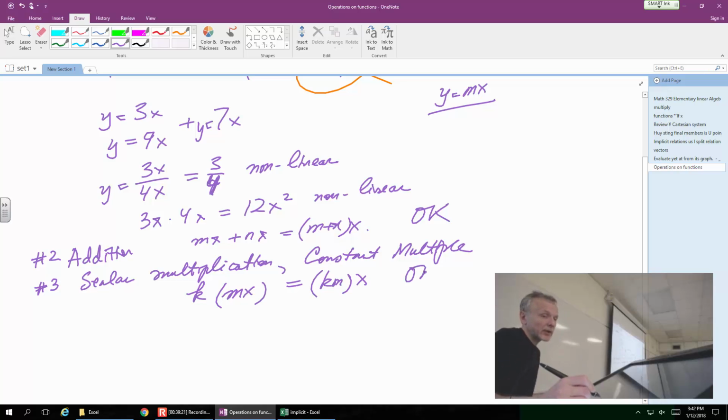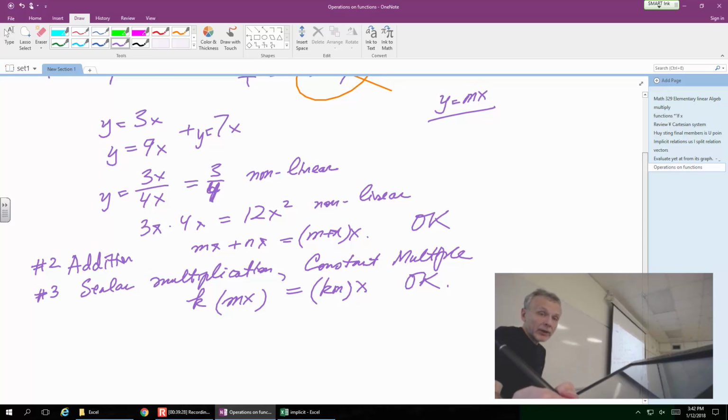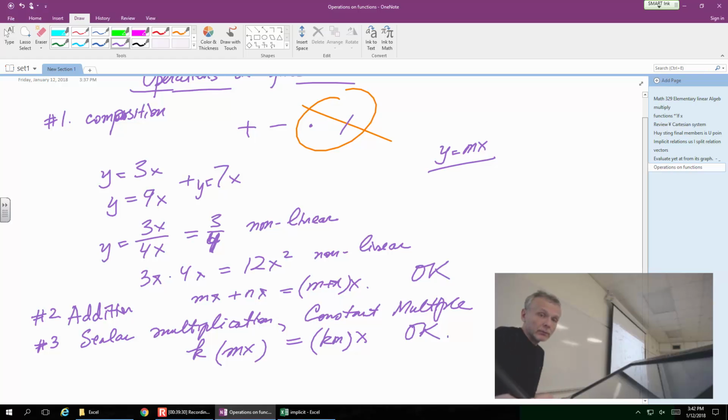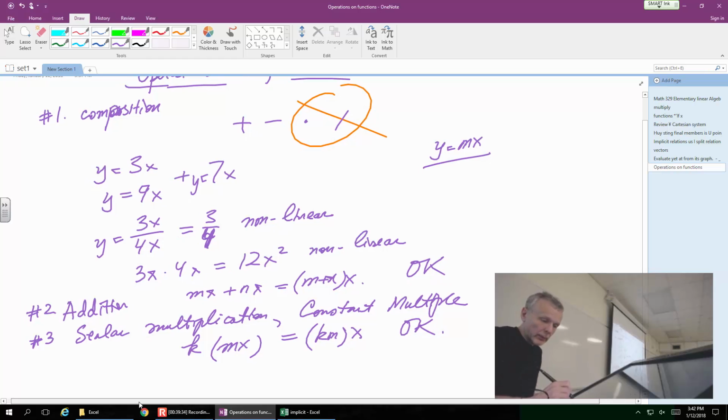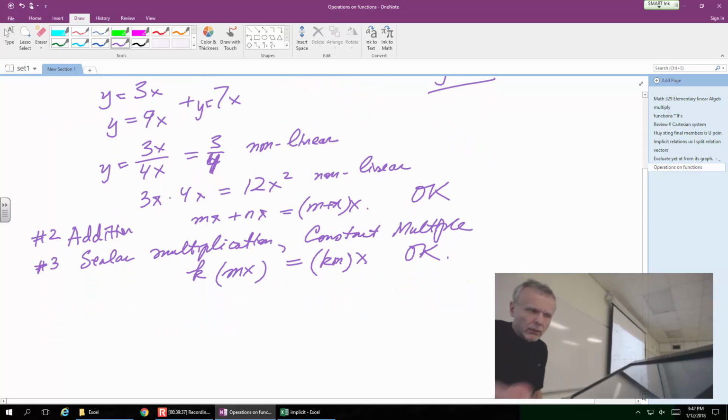kmx. And once again, it's a linear function. That brings me back to the number 1 operation, that's composition. So the question becomes, let me first scroll. Okay, so let me state this.